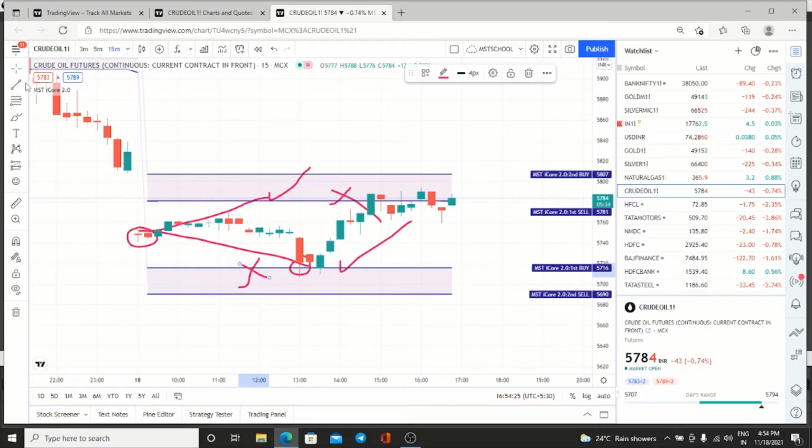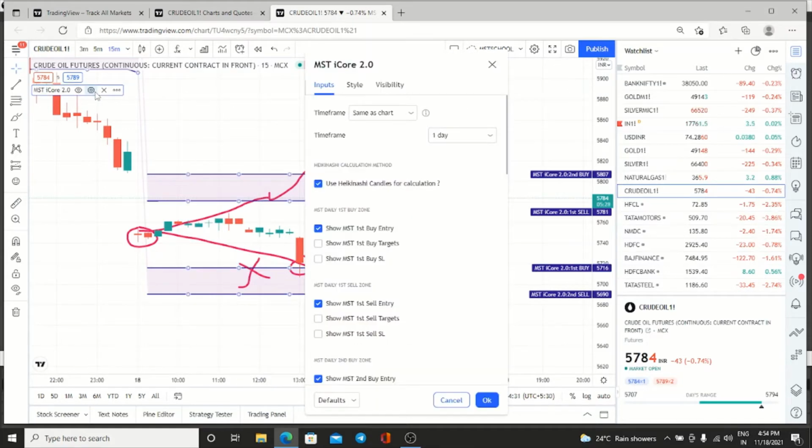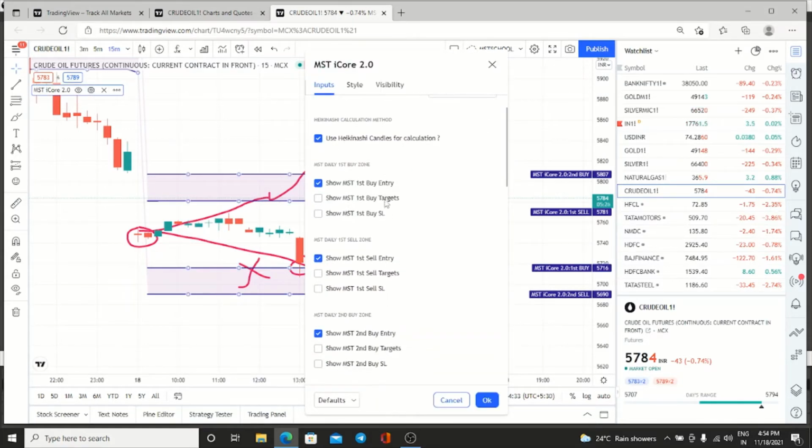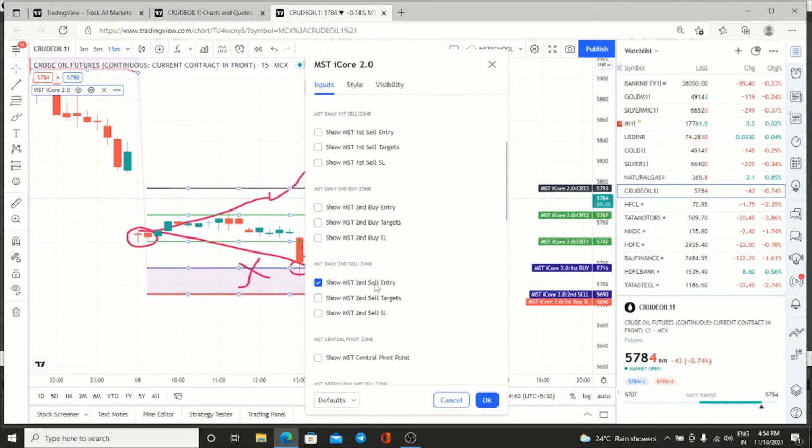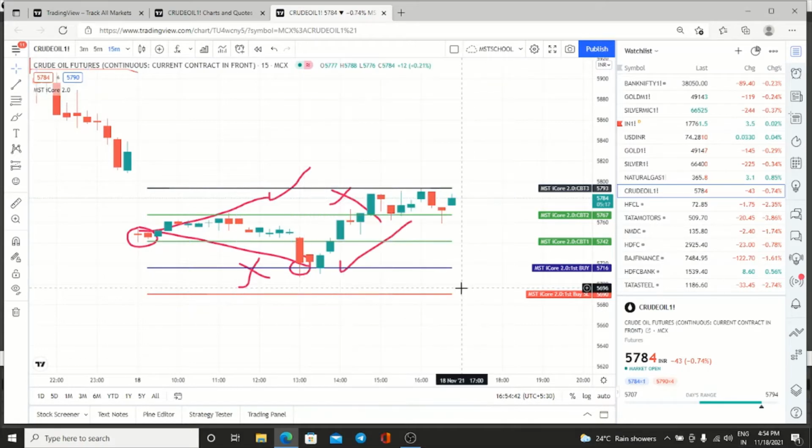Then secondly, once the buy is activated, we have to remove the sell entry. See here, enable the first buy target and first buy SL, and remove the first sell, second buy entry and second sell entry. Everything else you have to remove.